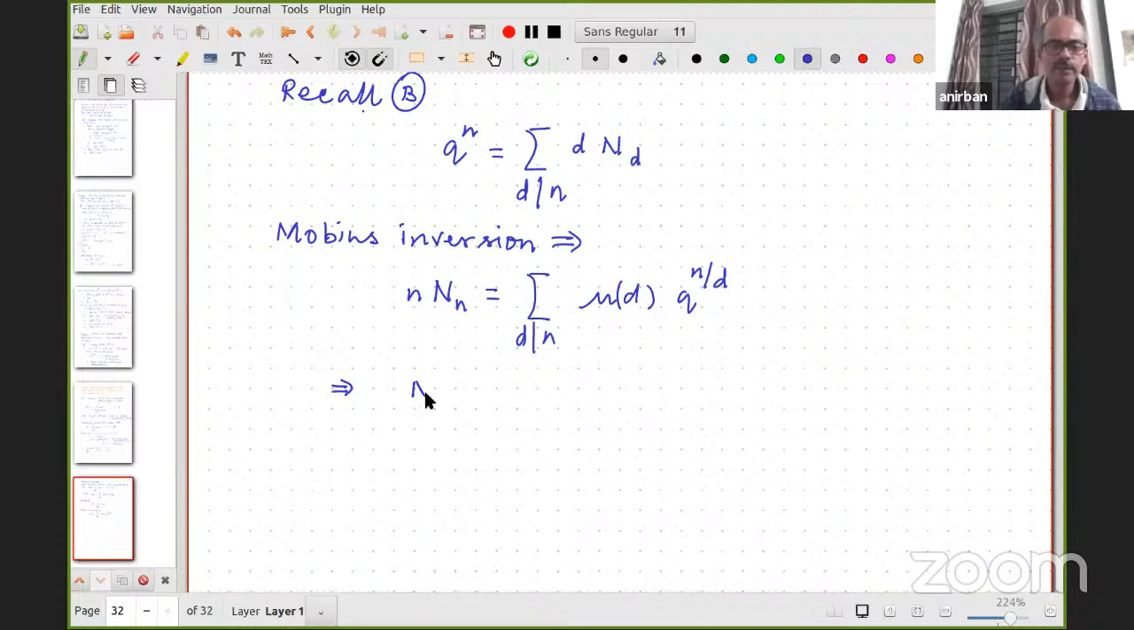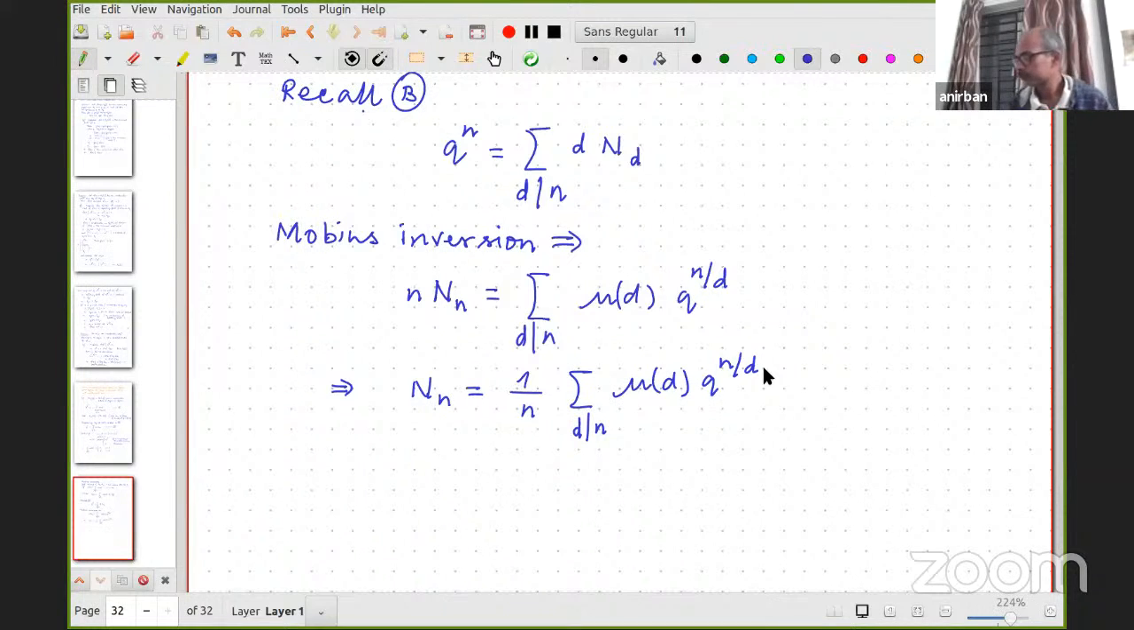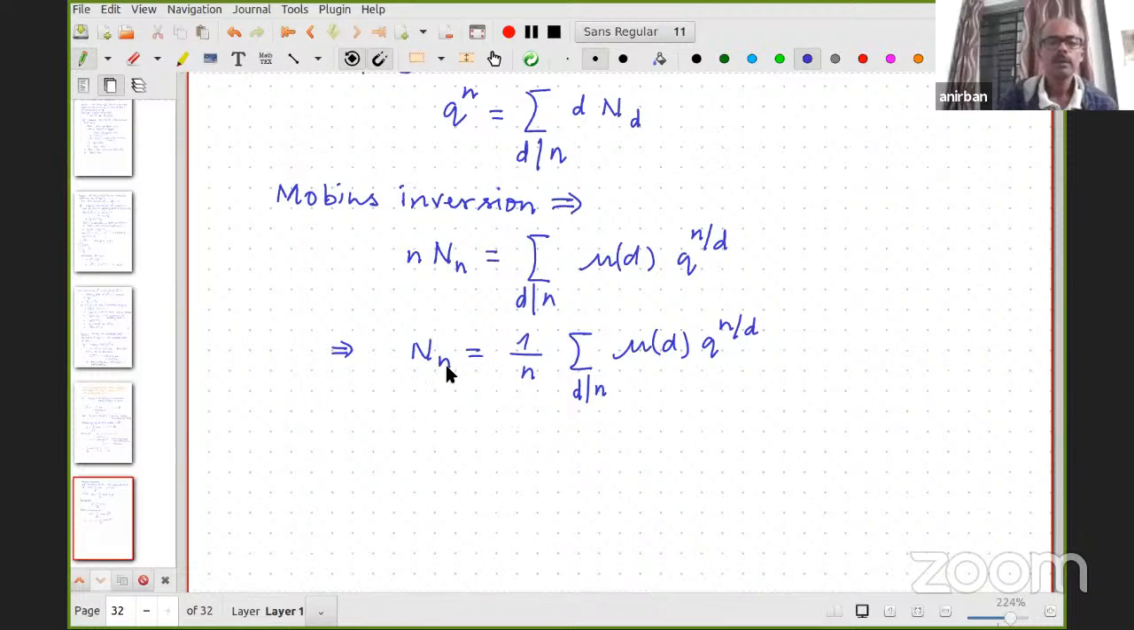So what we have is I_n equals 1 over n, sum over d dividing n of mu d q to the n by d. So we have a formula for the number of irreducible polynomials of degree n. So this is what we proved.